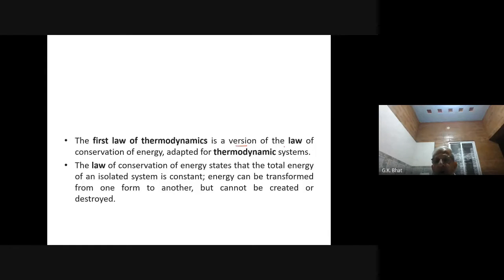The first law of thermodynamics is a version of the law of conservation of energy adapted for thermodynamic system. The law of conservation of energy states that the total energy in an isolated ecosystem is constant. Energy can be transformed from one form to another but it cannot be created nor destroyed. Energy cannot be created nor destroyed, first law. But energy can be transformed from one form to another form. And during that transfer, there will be always a disorderliness.